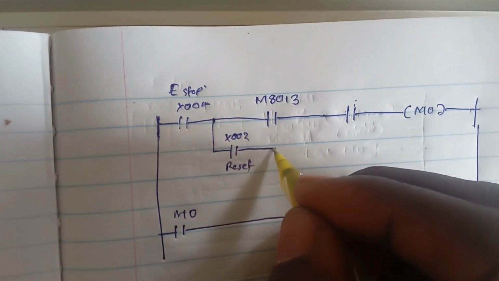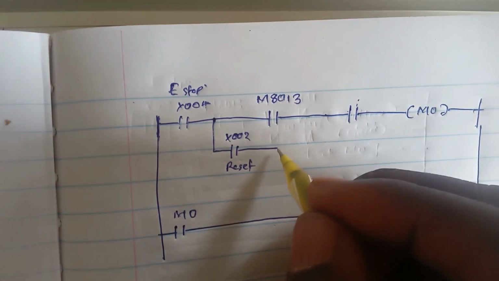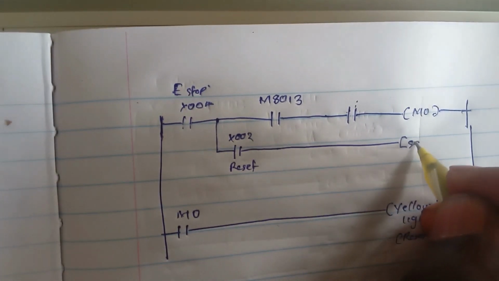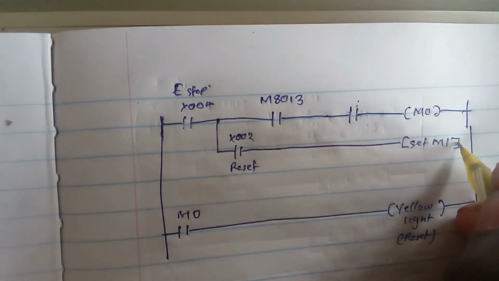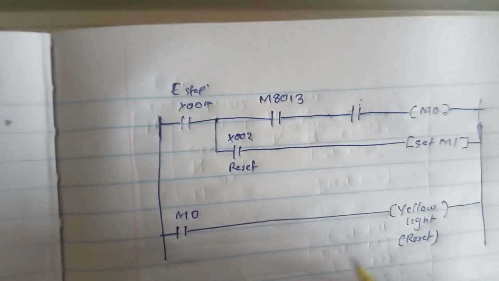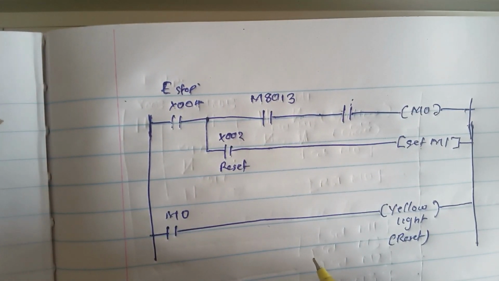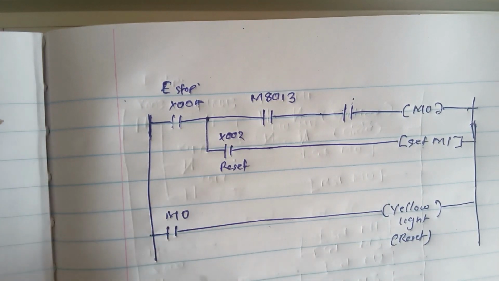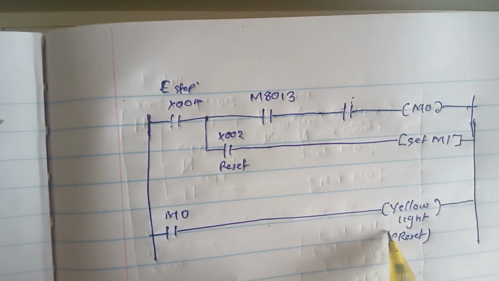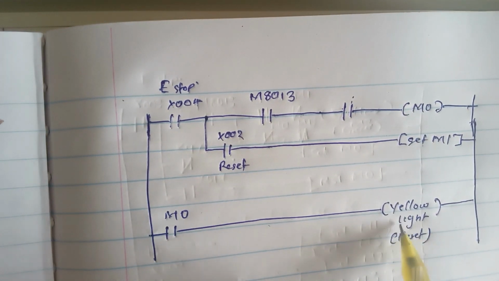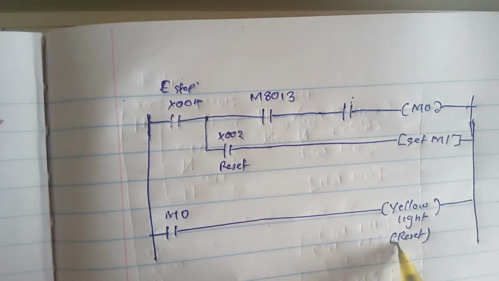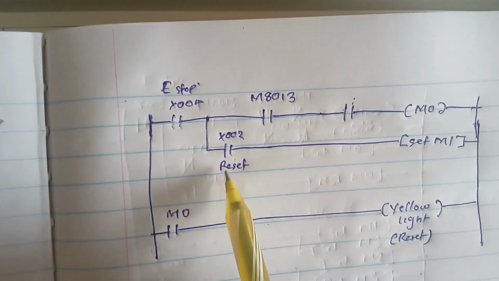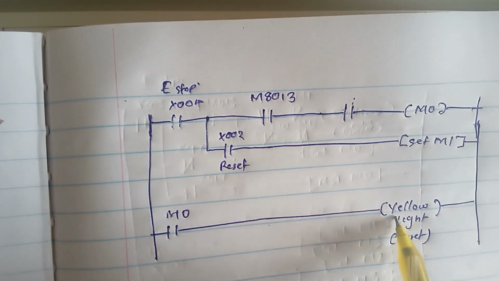What the reset will do, you can add it to set something like maybe set M1, so that we can use the condition of M1 to control our inputs or outputs. So for the M0, we'll want the yellow light to only blink to allow the reset to be pressed. Once the reset is pressed, the blinking should stop.